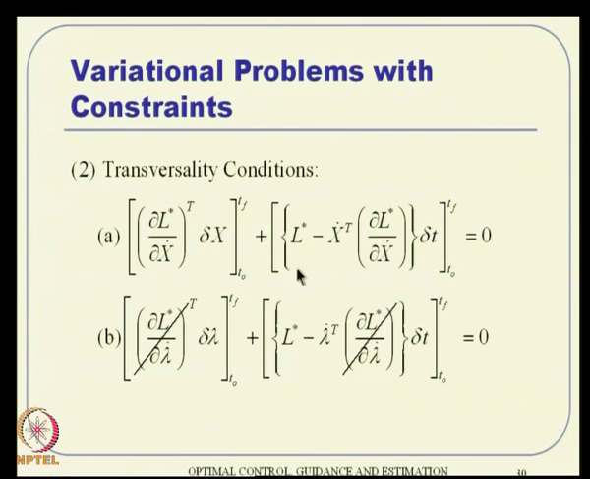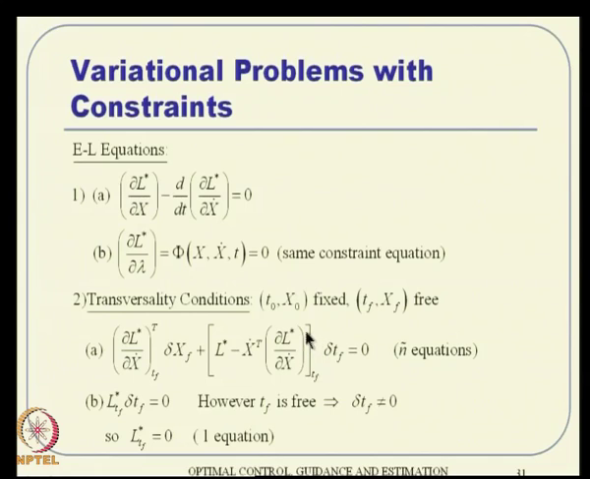How about transversality conditions? Again the same thing: there are two parts, first with respect to x and second with respect to lambda, and again because lambda dot is not there, any partial derivative with respect to lambda dot is 0. So we essentially end up with this kind of equation. The first equation is del L star by del x minus d by dt of del L star by del x dot equal to 0, and corresponding to that, what we call the co-state equation in general, del L star by del lambda equal to 0.